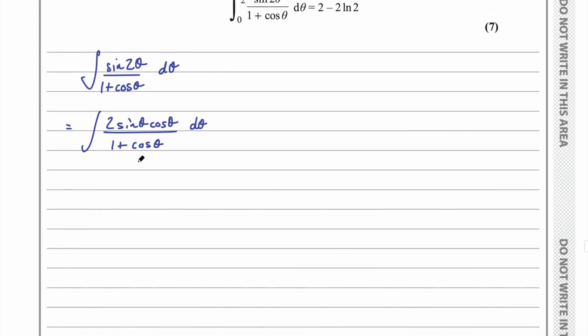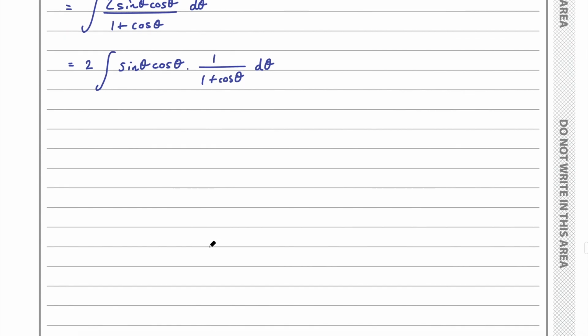Now I might write this slightly differently. I'm not actually doing anything to the expression. I'm just trying to make it slightly clearer for myself to potentially see a solution. So I'm going to remove the constant 2 and then separate this into two fractions. So this will be sine theta cosine theta multiplied by 1 over 1 plus the cosine of theta with respect to theta. Okay, so now we need to use substitution.